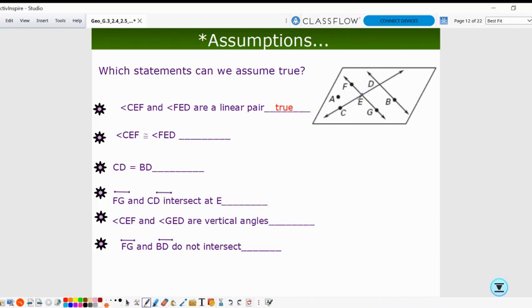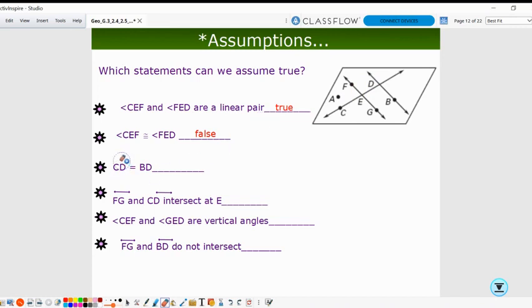Angle CEF is congruent to angle FED. Do we know they're congruent? That one would be false. We don't have any degrees marked, so we don't know what their measurements are. We do know that they make a linear pair, but that's all we know.